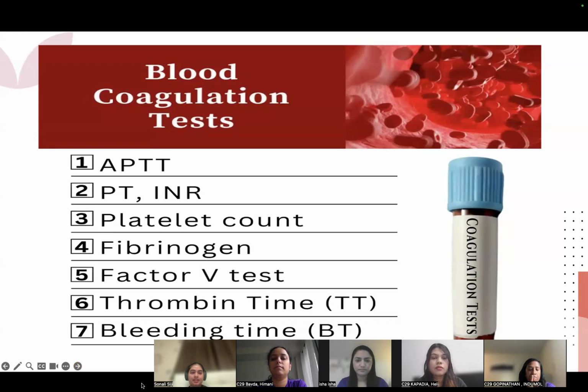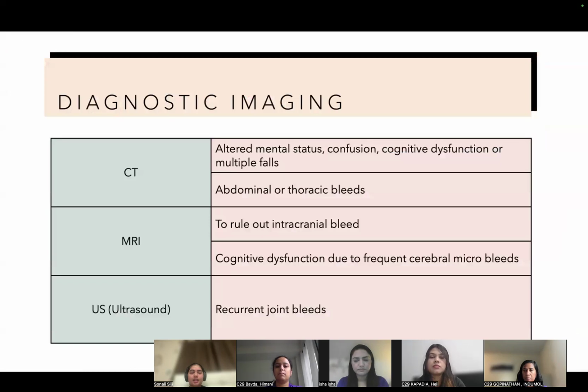We do have some blood tests that help identify hemophilia. Among them are prothrombin time, partial thromboplastin time, bleeding time, and complete blood count. Some of the others are the platelet count, fibrinogen, and INR as well. There are diagnostic imaging tests that can detect internal organ bleeding. If you have abdominal or thoracic bleeds, CT scans are used. To rule out intracranial bleeds, an MRI is used. And if there are recurrent joint bleeds, an ultrasound is used as well.